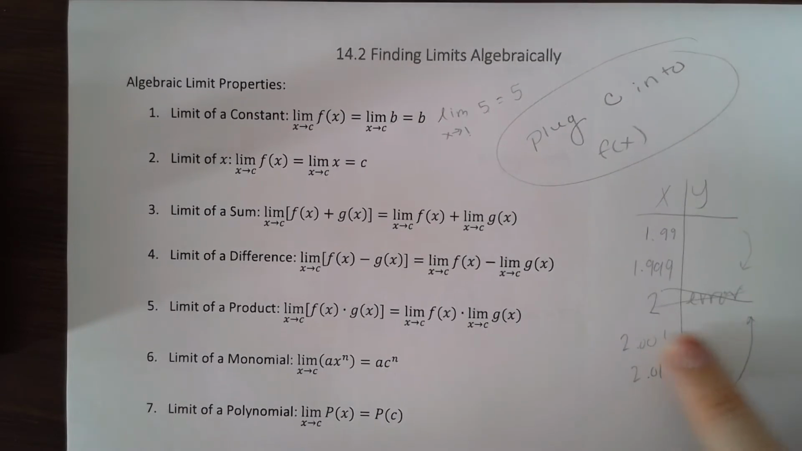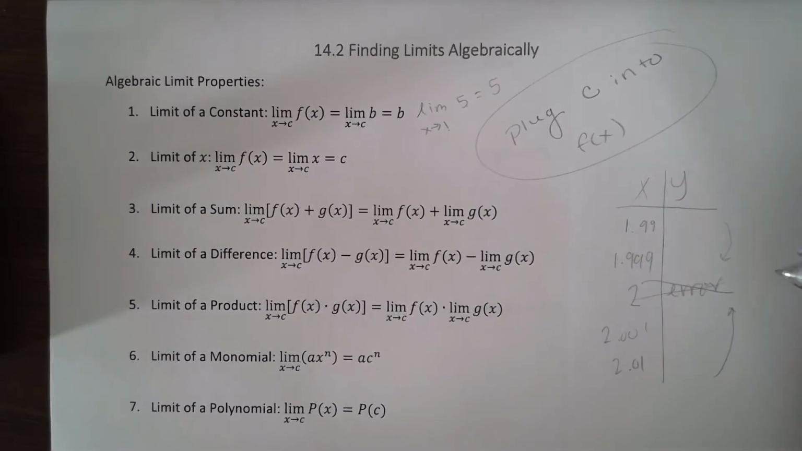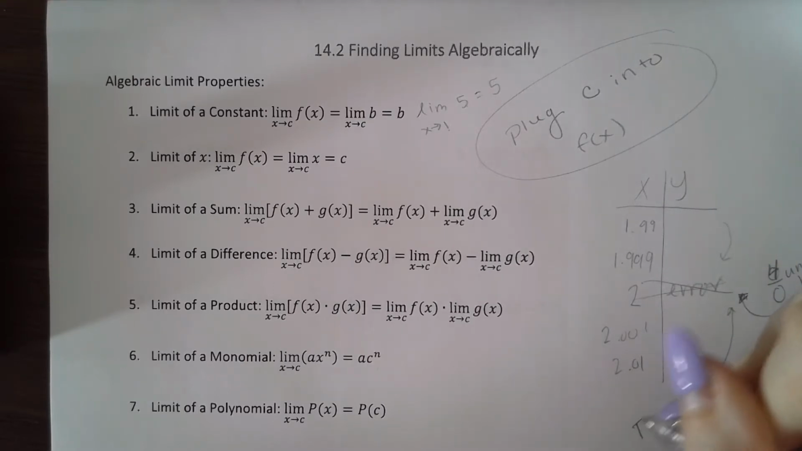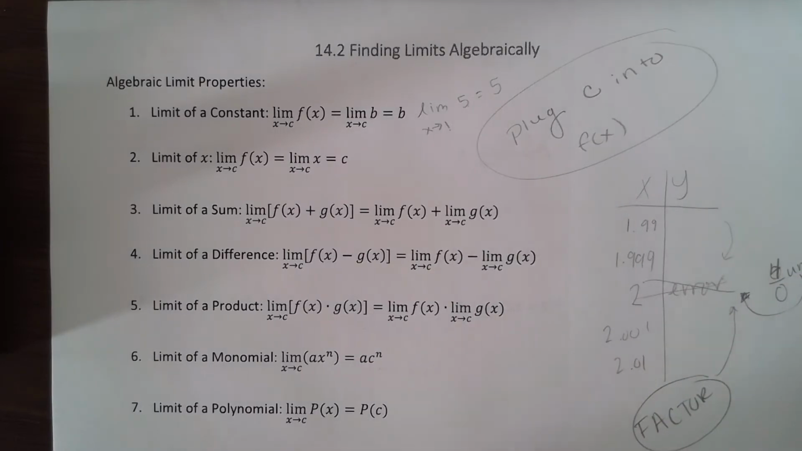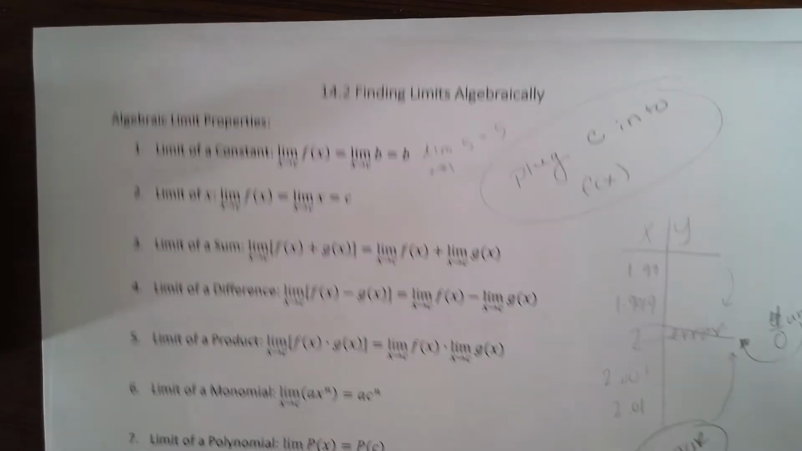And if something like that happens, if we get an error in math, sometimes that might look like 0 over 0 or 4 over 0, right? That's undefined, which is an error. So if we get something like that, we're probably going to have to factor. Okay, so those are kind of the main ideas here. So let's go ahead and take a look at some examples.